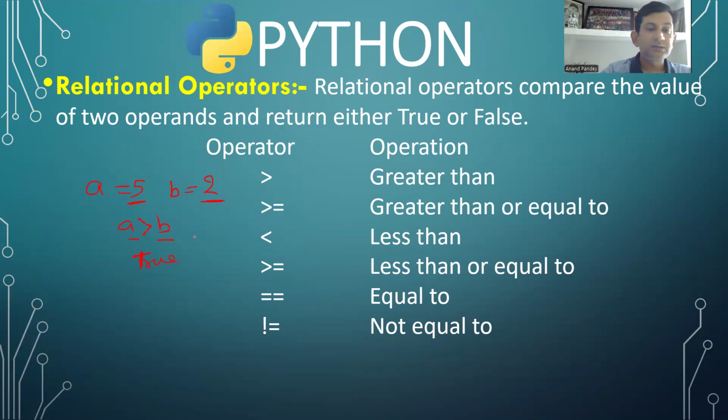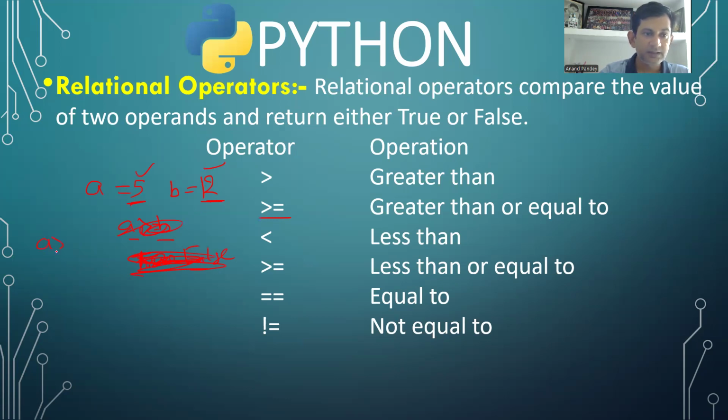Now the same thing, if you make b 12, then it will return what? False. So like this, greater than or equal to, and if you are using this symbol, greater than or equal to, take care of this. If you're writing a greater than or equal to b, with a equal to 5 and b equal to 2, the result of this will be what?